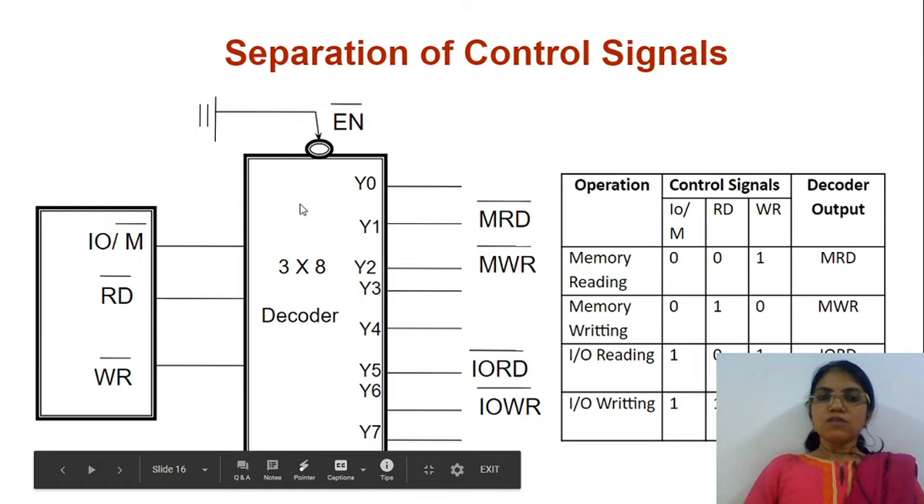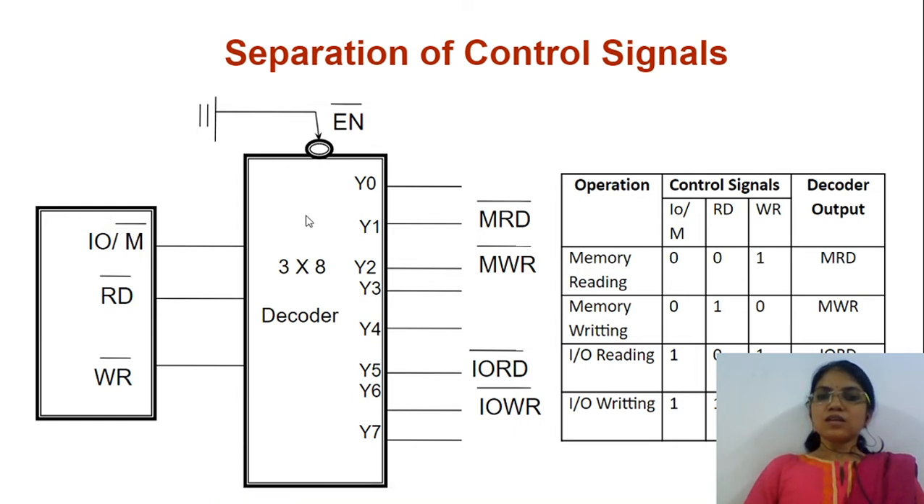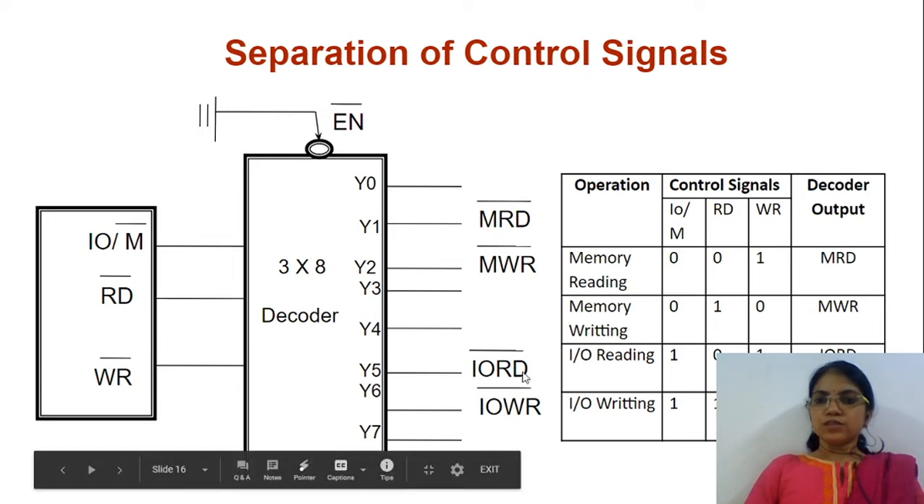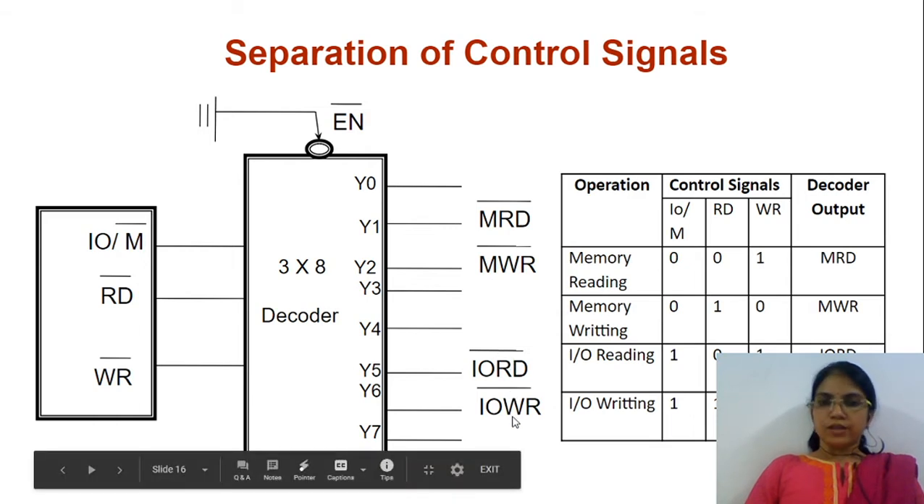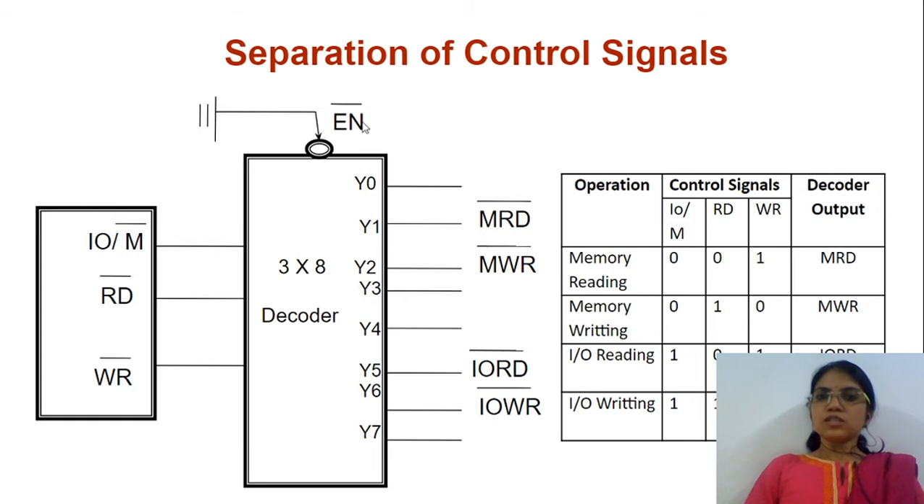So in this way, by connecting the decoder with all the control signals, we are separating that control signal into 4 different operations related with memory reading, memory writing, input output reading and input output writing operation. So this is about the separation of control signal.